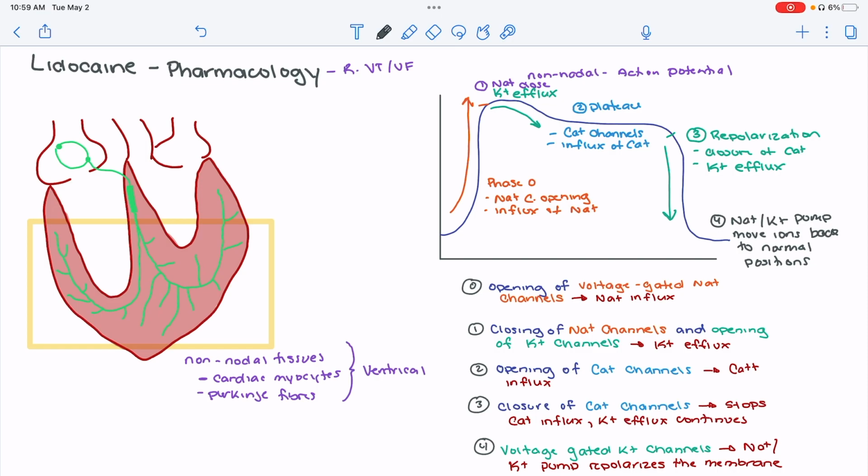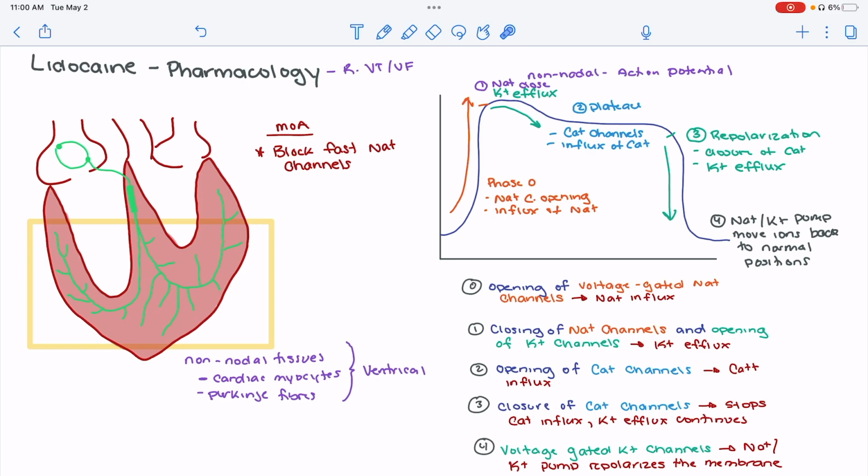So when we look at lidocaine, we know it works in the non-nodal tissues. So it's working in the Purkinje fibers and the myocytes, which have this type of action potential. So when we look at the mechanism of action of lidocaine, what does it actually do? The job of lidocaine is to block our fast sodium channels. And these are going to be the channels that live in the non-nodal tissues, the sodium channels that are responsible for phase 0 of our action potential.